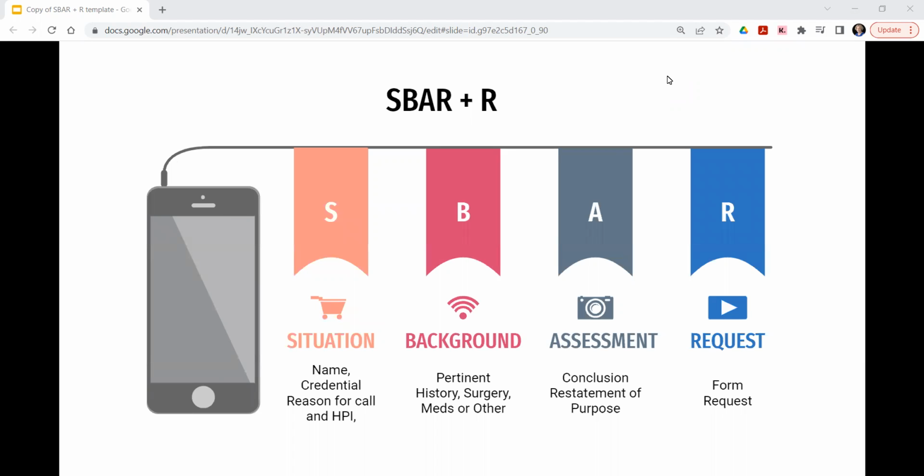The SBAR plus R format stands for situation, background, assessment, request, and repeat back. This technique provides a framework for communication between members of the healthcare team about a person's condition. It was first developed in the military, but many hospitals and healthcare organizations have adopted this mechanism. It's especially helpful when communicating critical information.